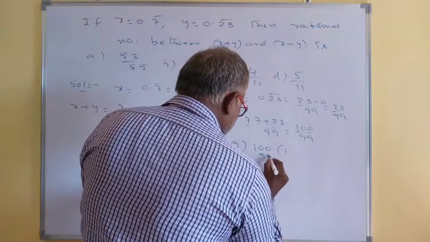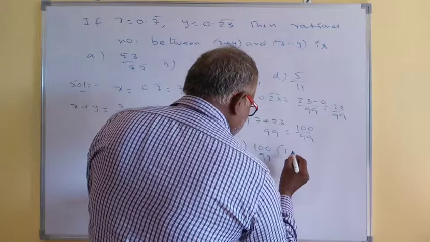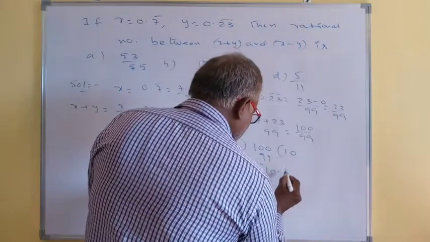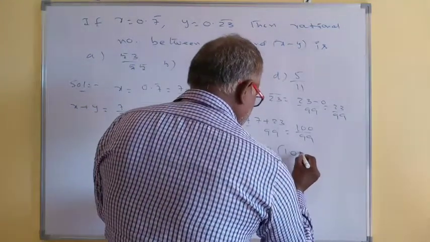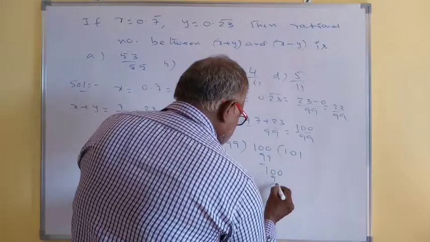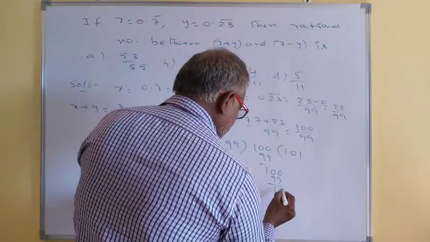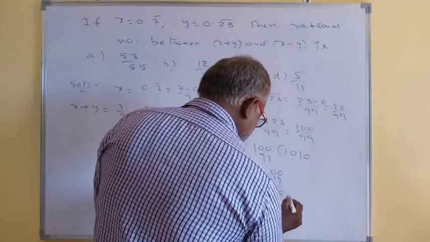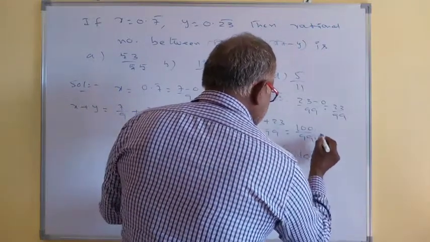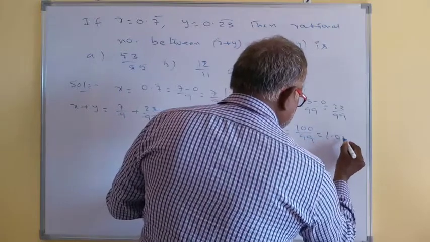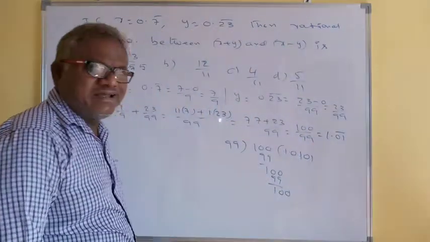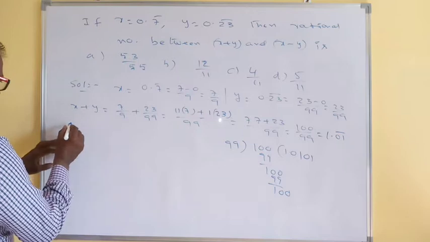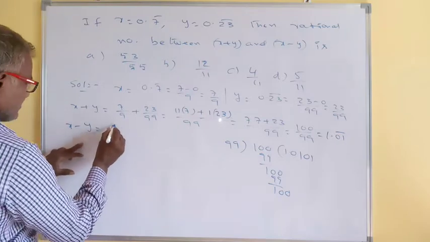99 ones, 99, 1. Put the decimal point. Here also 0. So again 1. That means 99, again 1. So 0, again 0. Put 0, 1. That means this is nothing but 1.01 bar. Next, what is x minus y?